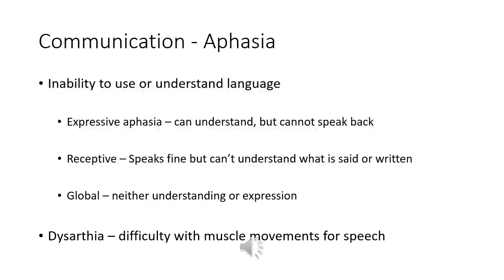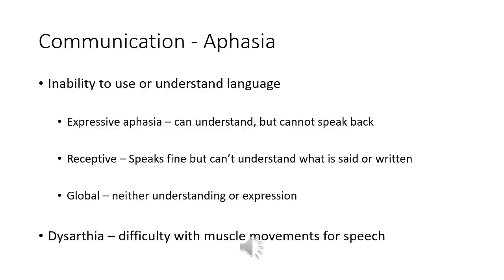Another big problem is problems of communication, specifically aphasia. And I believe this is something y'all have already learned about, specifically in older adults. But aphasia generally is an inability to use or understand language. So there's three types of aphasia that we describe, and that's expressive aphasia, which is when you can understand when you're spoken to, but you cannot speak back. There's receptive aphasia, which is when you're able to speak fine, but you're not able to understand when others speak or communicate with you. And then there's global aphasia, which is basically just both. You can't understand others and you can't speak for yourself.